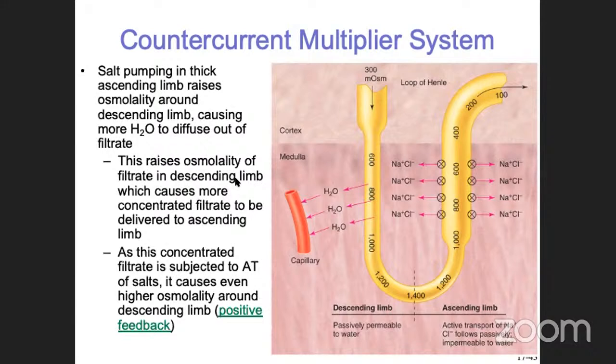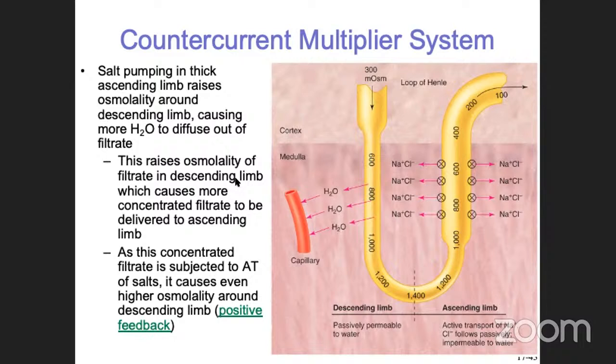Further, salt pumping in the thick ascending limb raises or increases the osmolality around the descending limb, causing water to diffuse out of the filtrate. It's more of creating a balance inside this loop of Henle. So that is the countercurrent multiplier system.